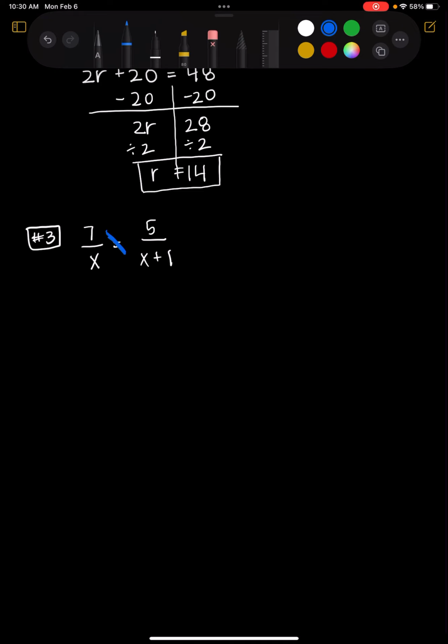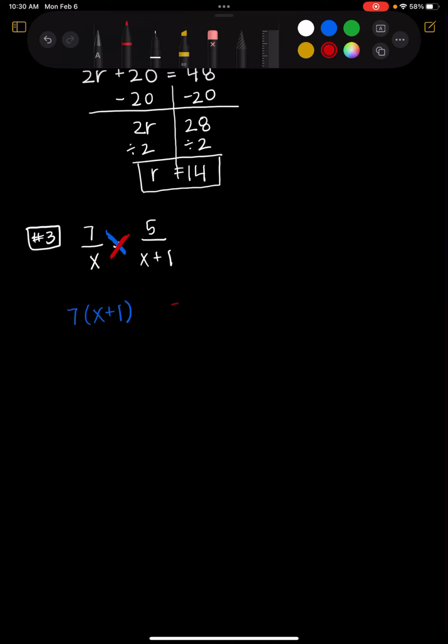So the top of the first fraction to the bottom of the second fraction would give me 7 times x plus 1. Remember, we have to put anything with a plus or a minus in parentheses. That way the 7, or the thing that you're multiplying by, can get to all of it by distributing.